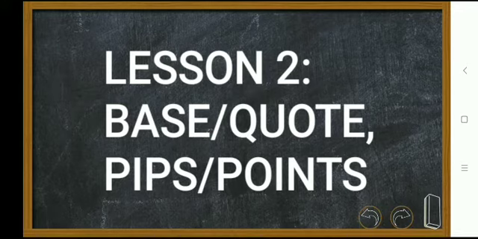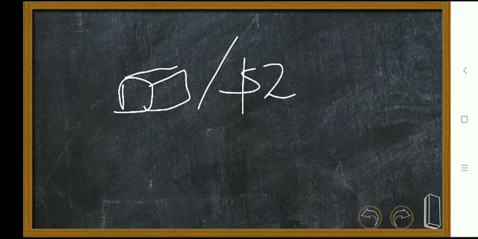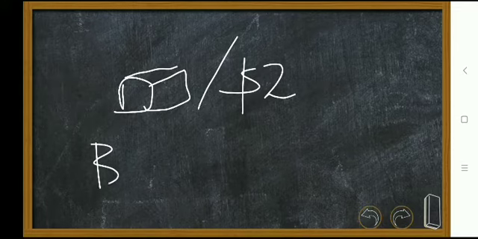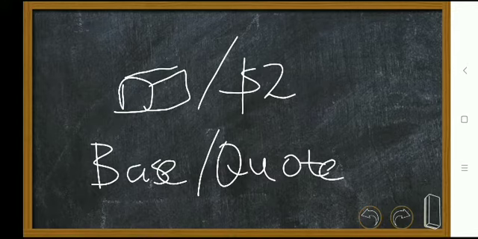From where we last left off, I gave an example of bread at $2. This bread at $2 led us to the phenomenon of the base and also the quote, and what we call a pair.